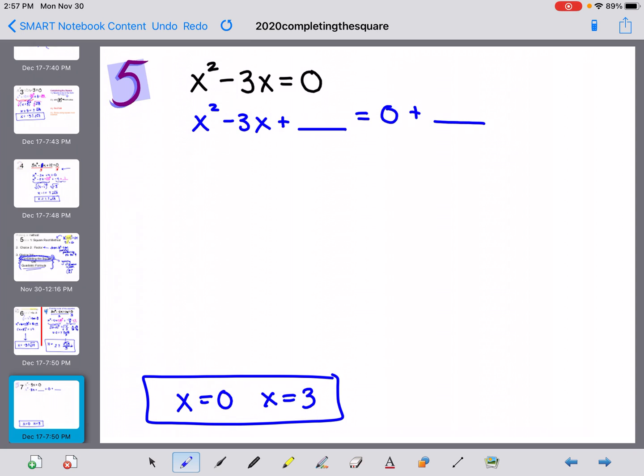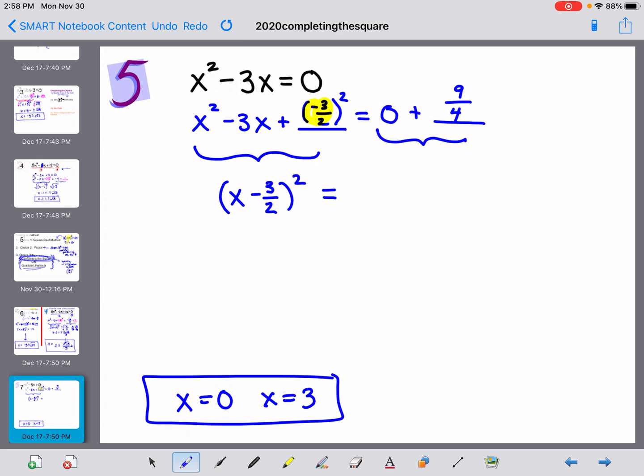And in that space, we have to take b divided by 2 and square it. So that would be negative 3 halves squared. I'm going to write it like that. On the other side, negative 3 halves squared, that's 9/4. Now, on the left-hand side, look how easy this is. Perfect square trinomial. It's x, and then it's that number that's in the parentheses, if we write it this way. Minus 3 halves. Our trick really paid off on this example. On the right-hand side, 0 plus 9/4 is 9/4.